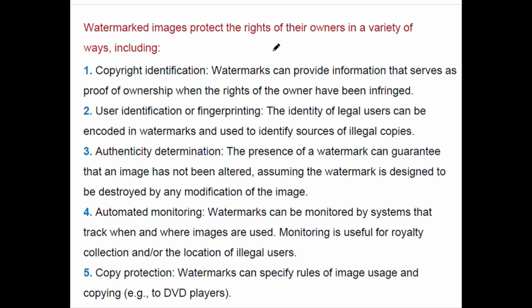Watermarked images protect the rights of their owners in different ways. These are different ways of protecting the documents of the owners: copyright identification, user identification or fingerprinting, authenticity determination, automated monitoring, and copy protection. Please read all these things. Very easy to understand.